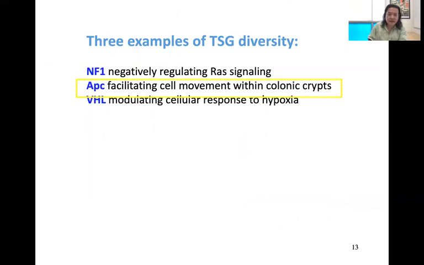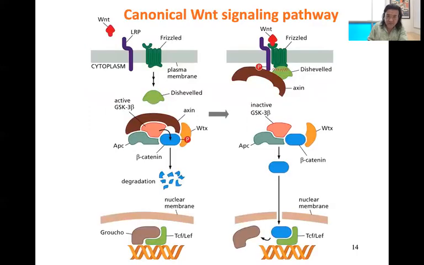Okay. Our second example is APC. So APC, we've learned already, is an important regulator of beta-catenin. And APC, I think I told you already, is called APC because it was first discovered as being highly important in colon cancer. So adenomatous polyposis coli is what APC stands for.